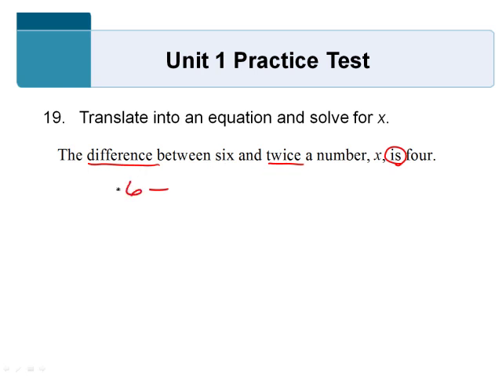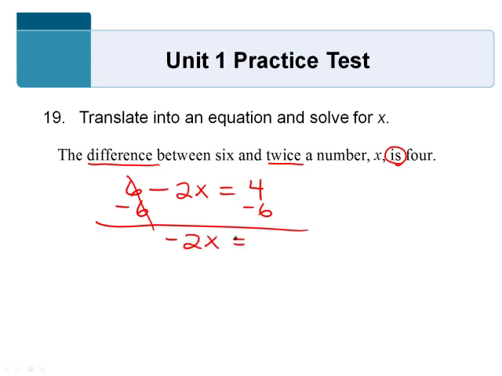So the 6 is going to go on the left side of the minus sign, and then over here on the other side we need to write twice a number. Twice means 2 times, so 2 times x, and then is equals 4. So there's your equation, 6 minus 2x equals 4. Now, to solve it, you're going to subtract 6 from both sides, so those are gone, and -2x comes down equals 4 minus 6 would be -2. Then divide by -2 on both sides, and so x equals +1.